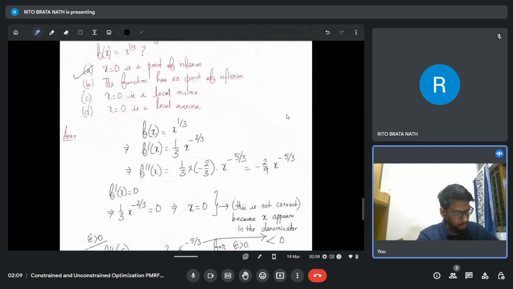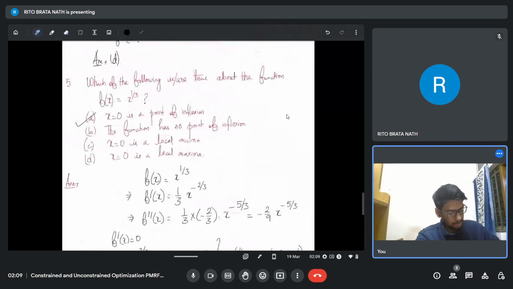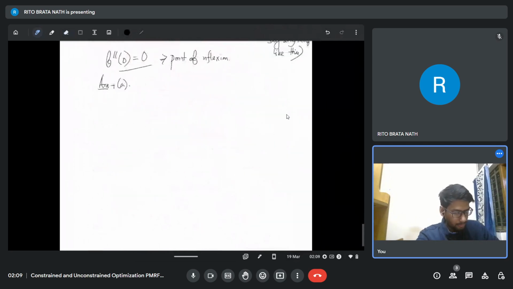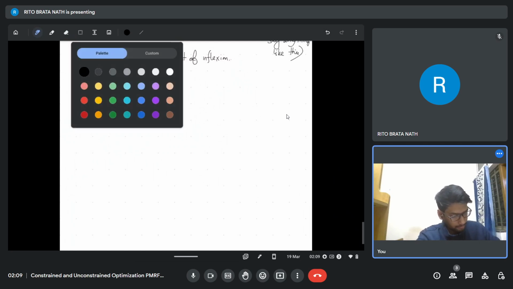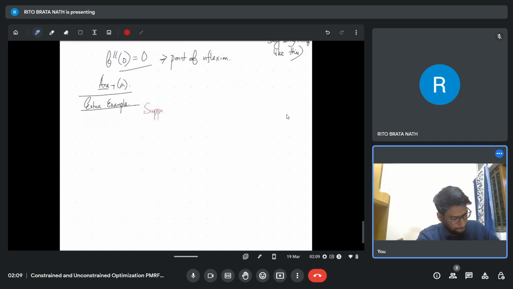So actually, let me take another example. x to the power 3 would be an example. So an extra example here. Okay, so let me write it down. Suppose f(x) equals x cubed. Then what happens is that f prime x equals 3x square. f double prime x is 6x. f triple prime x is 6.